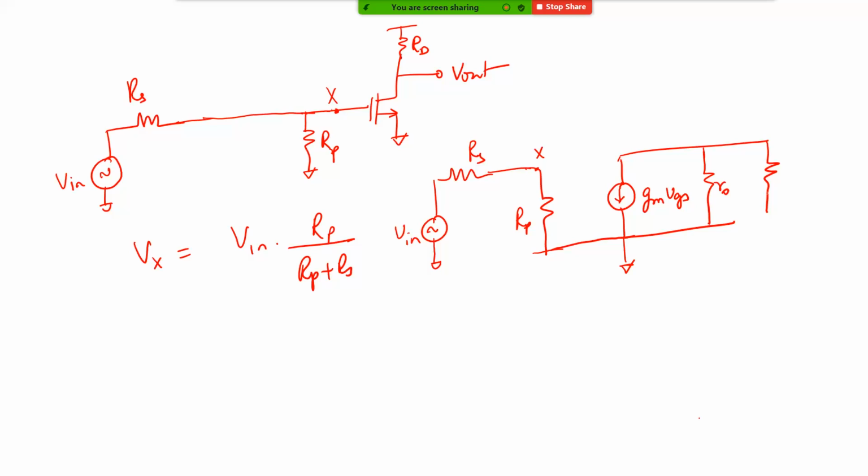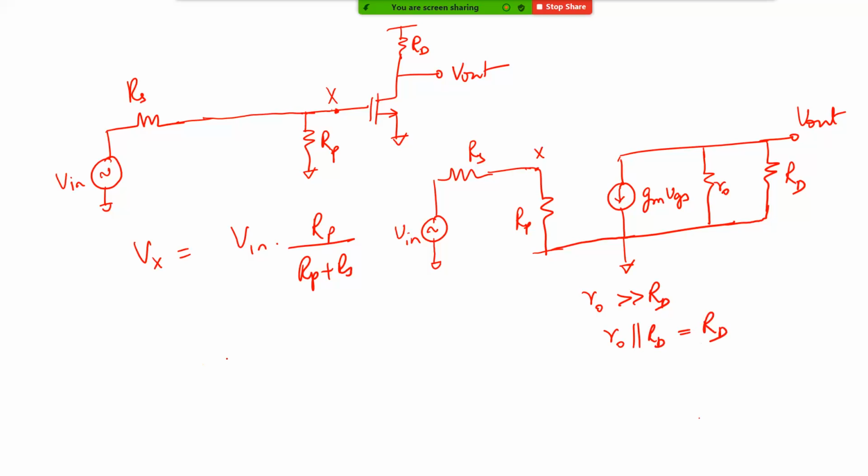A DC supply is taken to be an AC ground. So this is a small signal circuit, so we just connect it to ground. So this is our V out. Usually R naught is much greater than RD, so you can approximate R naught parallel to RD to be equal to RD.